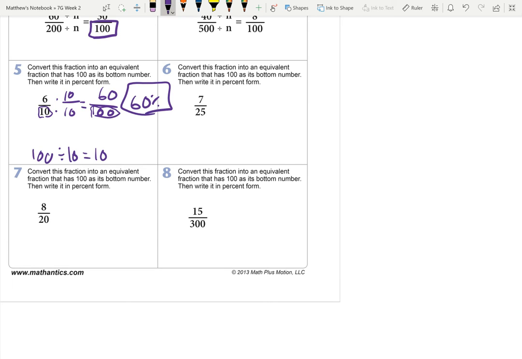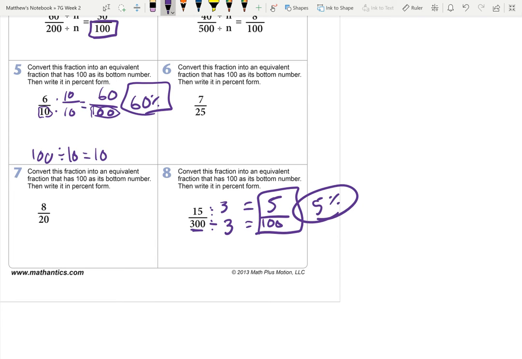It may also work the other way, where you need to divide. And so here, if I have 15 over 300, well, I could divide both of these to get from 300 to a smaller number of 100. And let's see, I need to divide 300 by 3 to get to 100. So I'd also need to divide 15 by 3 and end up with 5. So 5 over 100, or 5%, would be my answer here.